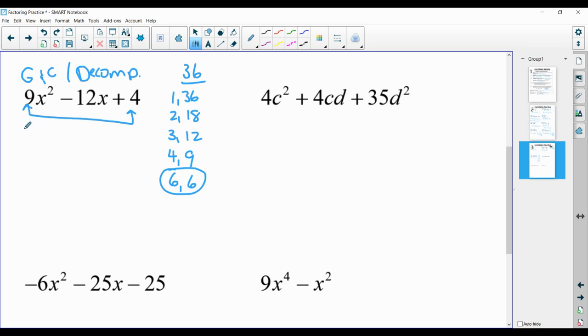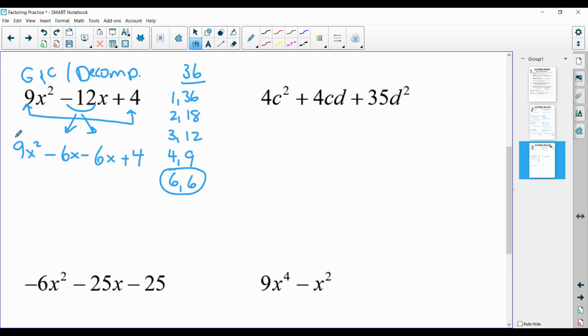So setting up my factors with decomposition, what we do is we actually decompose that middle term. So we write them out here. And so we're going to have 9x squared, and then we've got to deal with these 6's. We want a positive product and a negative sum. So that means the same signs, but we want a negative sum, so we're going to be subtracting. So 9x squared minus 6x minus 6x plus 4. That's that decomposing. We're decomposing the middle term.